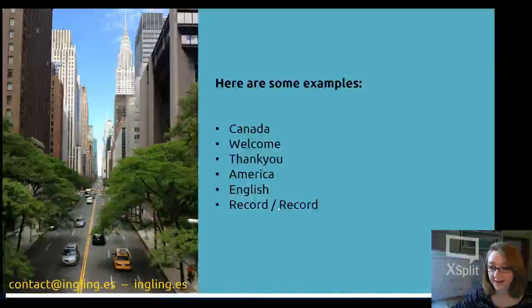And then record or record is the same word with 2 different emphases. And both of these words have different meanings based on how you emphasize the word. So in case you were thinking, oh, it's not that important, it is, because sometimes the word changes meaning based on the emphasis.